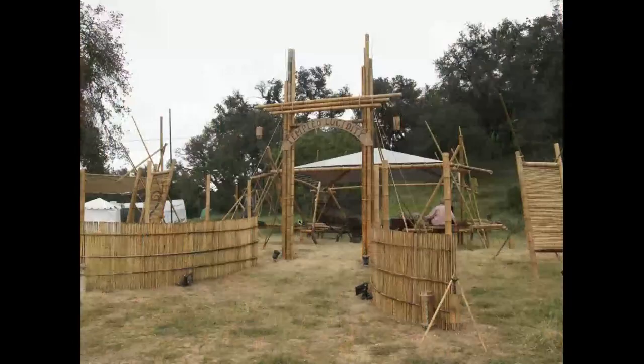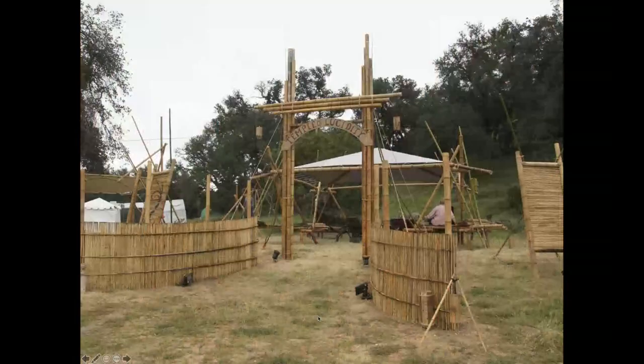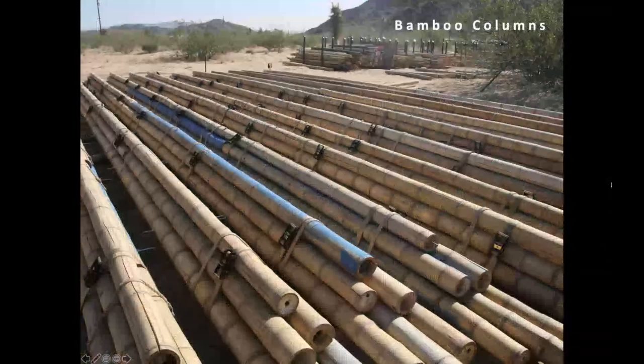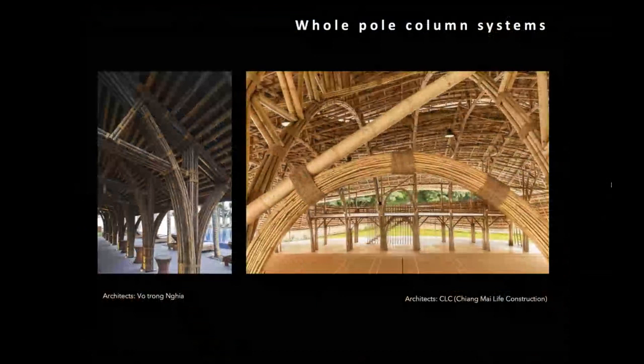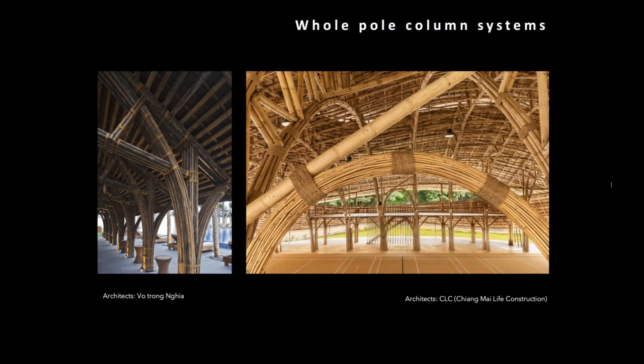Bamboo panels, quickly. Yep, bamboo panels are made very commercially in China and Vietnam. And they're stitched together with a wire that runs through them, or they've been tied together with some elaborate braiding tying there. And then more bamboo columns. So you've got whole pole columns. Before I showed you one with split columns, these are whole pole columns.